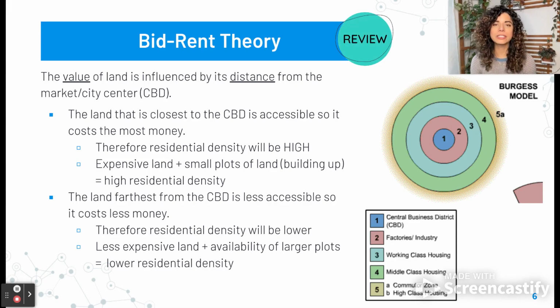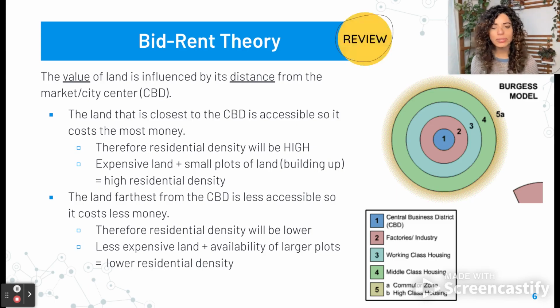So again, this whole idea of bid rent theory, just this underlying concept of the value of land and how it's influenced by its distance from the CBD. So again, you are going to see this so many times. That is a concept that you need to know in your hearts and your souls. So land closest to the CBD is accessible. So it costs the most money. Typically, we see residential density high. Expensive land plus small plots of land, because you're building upward, equals high residential density.